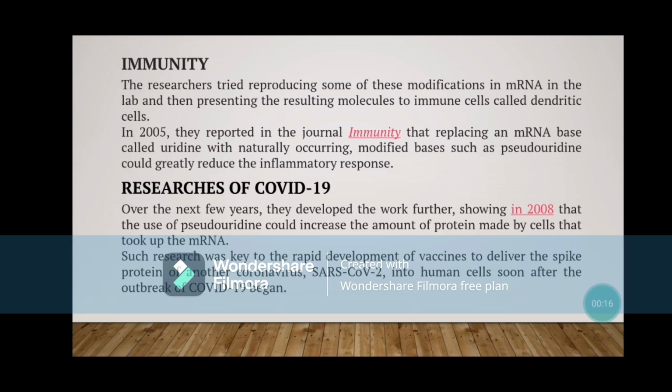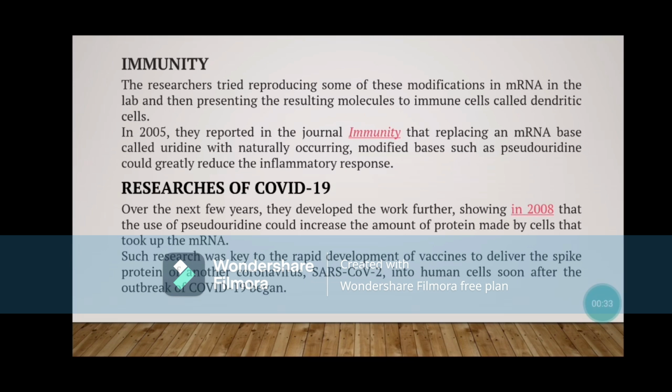As we are talking about vaccination, it is most probably related to immunity. Let's talk about immunity in this process. The researchers tried reproducing some of these modifications in mRNA in the lab and then presenting the resulting molecules to immune cells called dendritic cells.